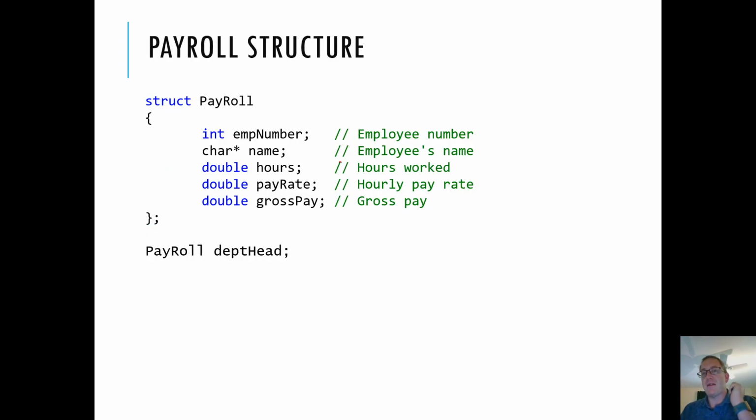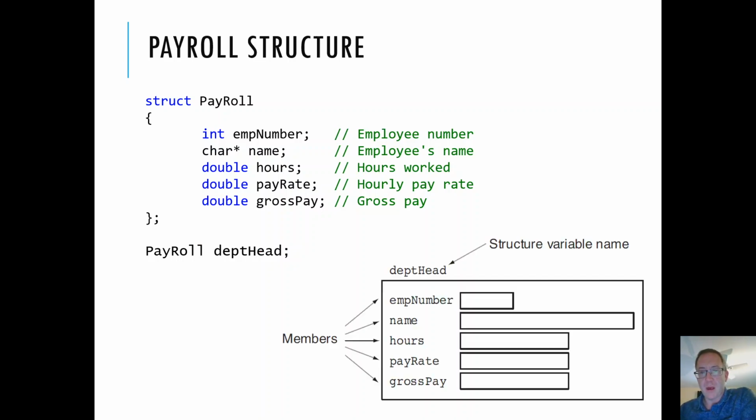So here's a payroll structure. Here's another example. I have an employee name, an employee number, their number of hours worked, their pay rate, and their gross pay. And here I'm making a department head, which is just one instance of payroll. Here's what the department head structure will look like. It is just all of those 5 variables, one after the other. I'll show you how we can access the individual variables. But essentially, it's just one giant chunk of memory that gets passed around or evaluated.